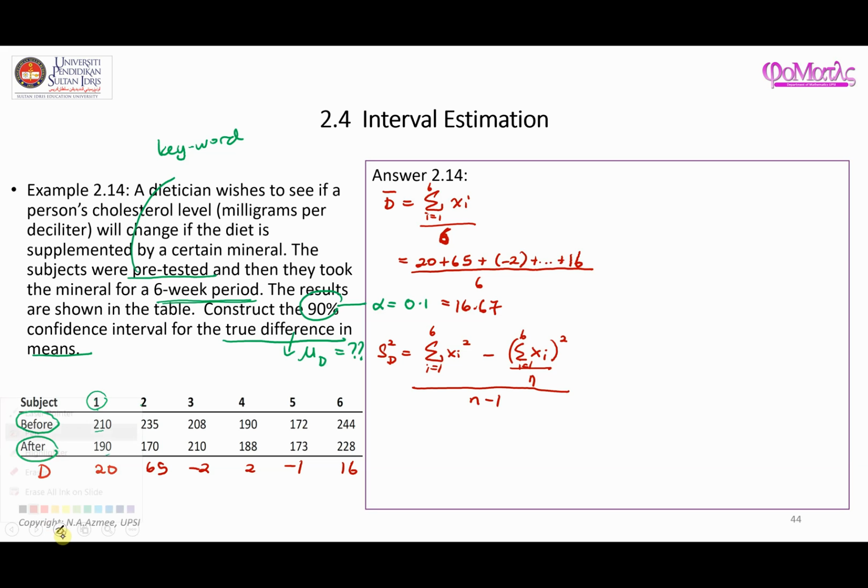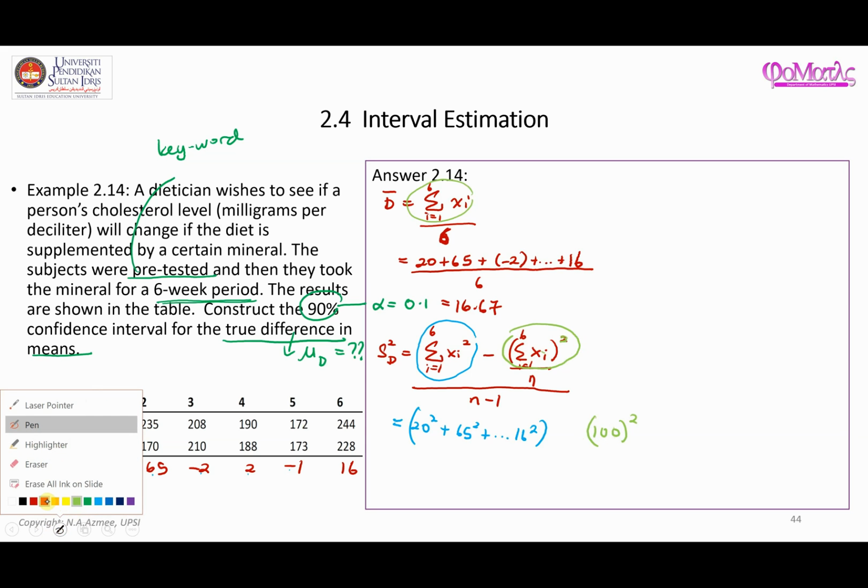For the first part, you need to square all the values and then add them. So this becomes 20 squared plus 65 squared and so on, plus 16 squared. Next, this is going to be the summation of xi, which is 100, and then you square it. So the summation of xi here is 100, and you square it.